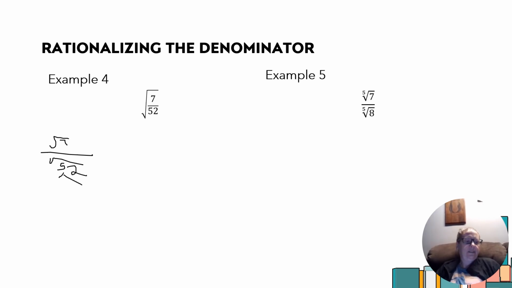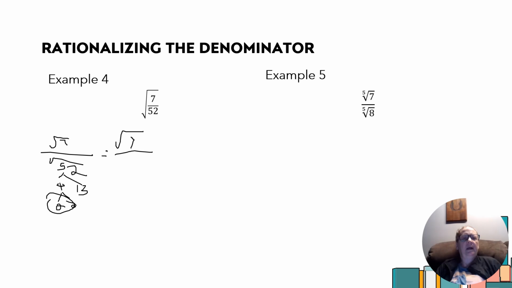So I'm going to start by taking 52 and simplifying it down. So 52 is 4 times 13. 4 is 2 times 2. So 2 comes out, and a 13 stays in. So in the top, I have the square root of 7. In the bottom, I have a 2 that comes out, and a 13 that stays in. So now I need to rationalize the denominator.